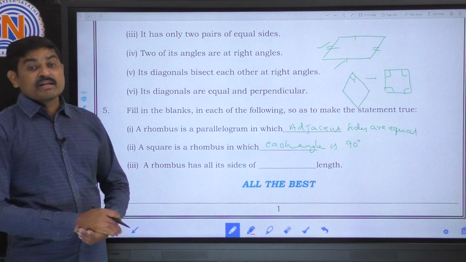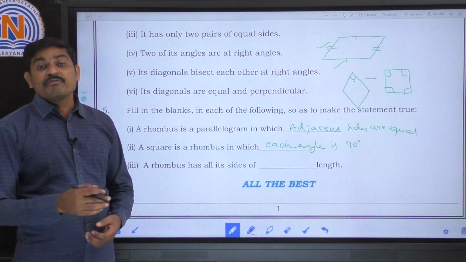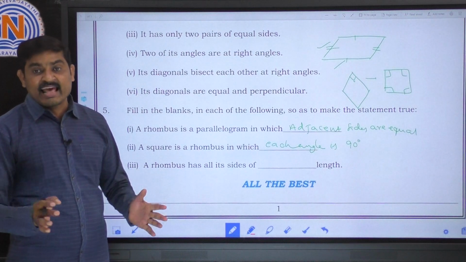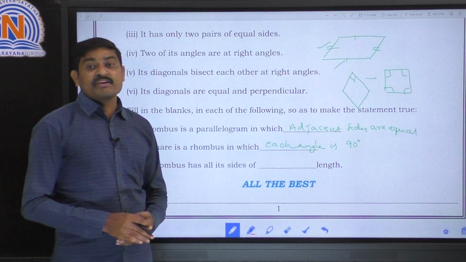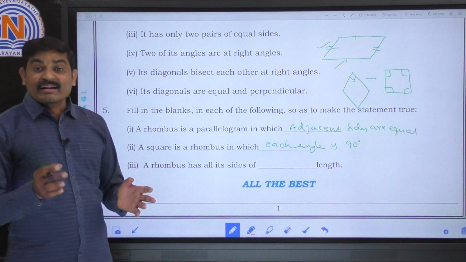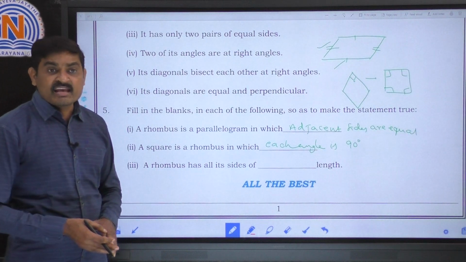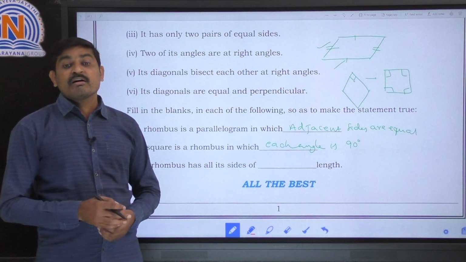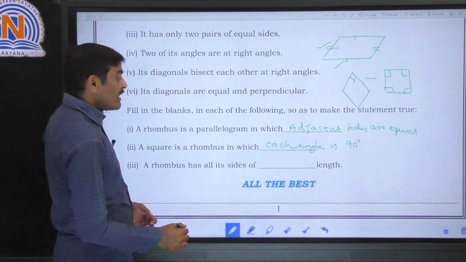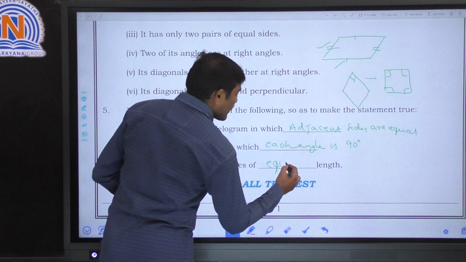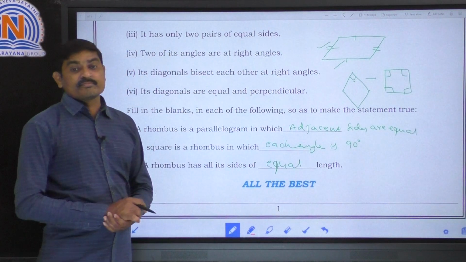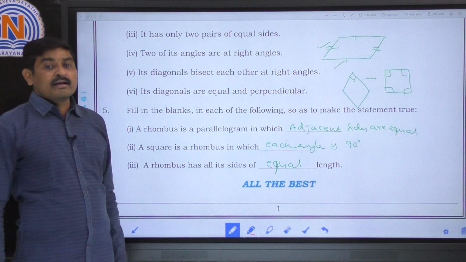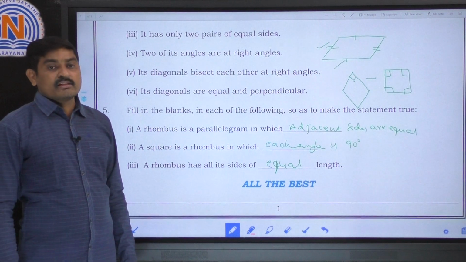The last one: a rhombus has all of its sides of dash length. You know by the definition of the rhombus, a quadrilateral in which all four sides are equal is called a rhombus. That's why a rhombus has all of its sides of equal length. Okay children, this is the assignment solution. Thank you very much.